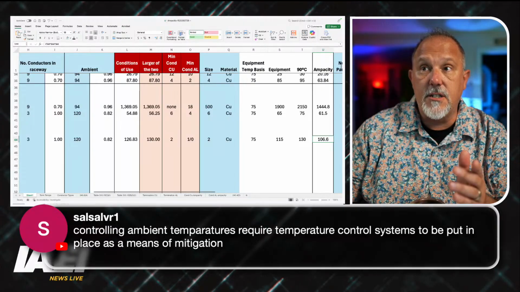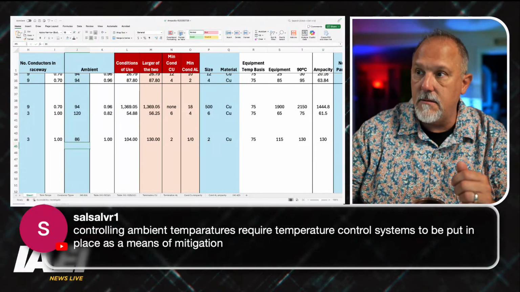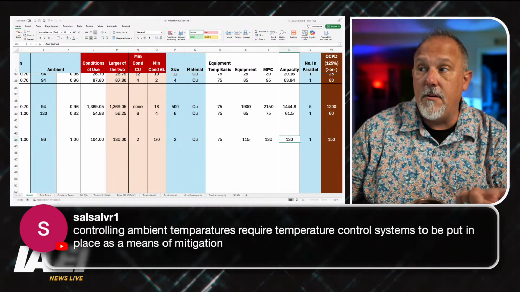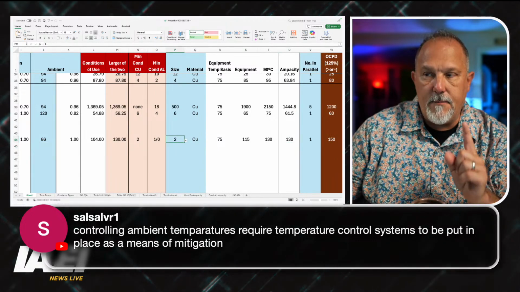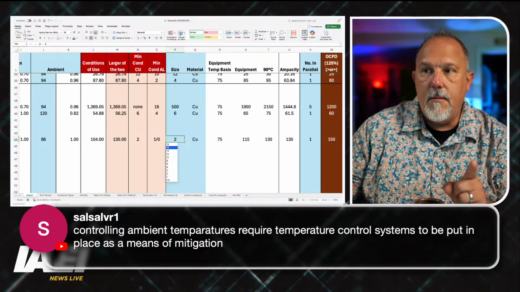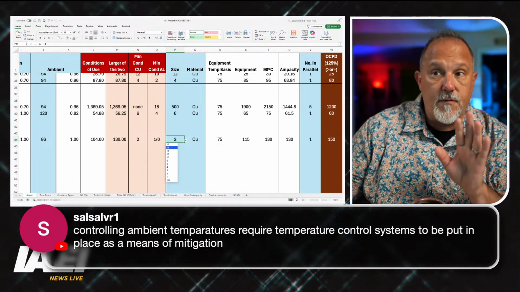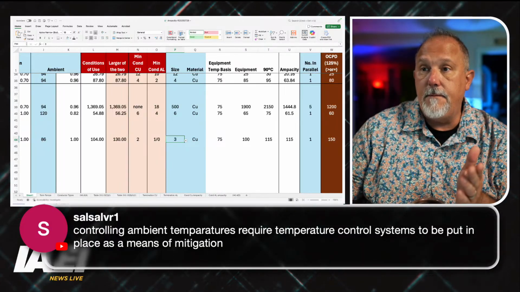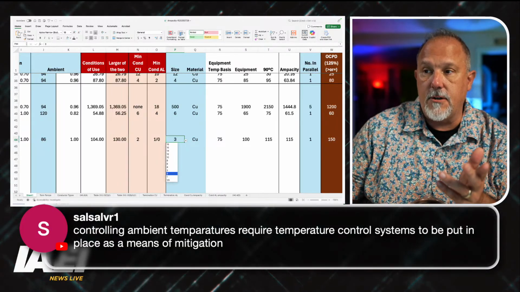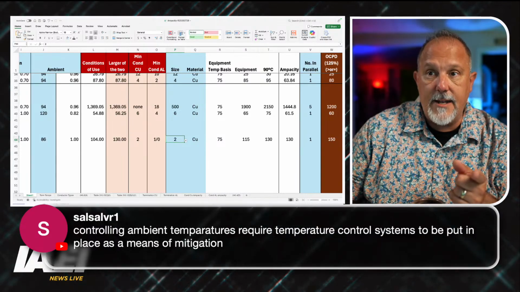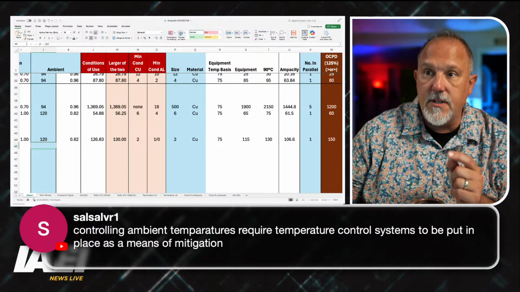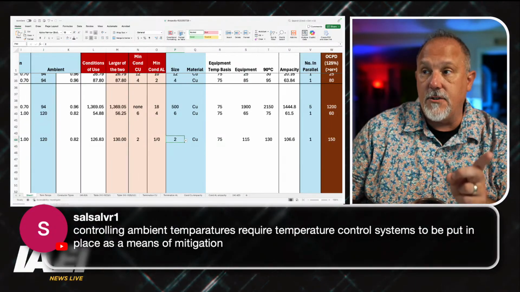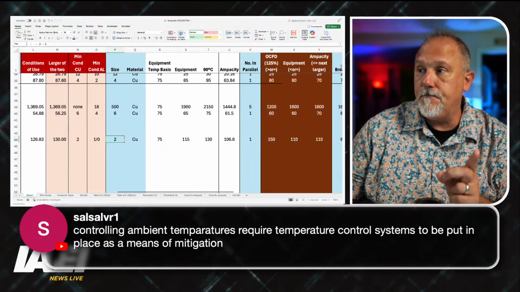If I didn't have the conditions of use, if my ambient was 86, now a number 2 can handle up to 130 amps. So if I'm based on 86, my minimum size for just the continuous load, I can make that a smaller conductor. But I'm going to leave it where it's at. I'm going to leave this at 120 degrees Fahrenheit. That tells me I need at least a number 2 to handle this circuit.